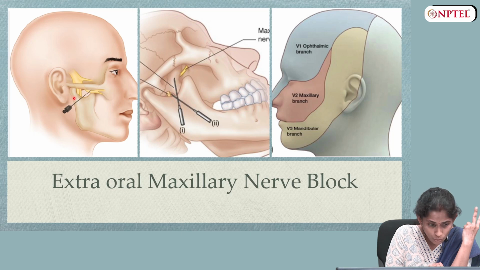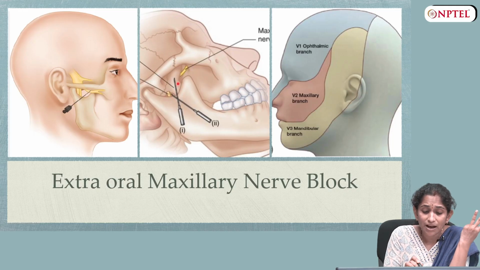The point 2 is the sigmoid notch, which is present between the condylar and coronoid process of the mandible. The third landmark is the lateral pterygoid plate, which is present at a depth of 3 centimeters from the surface.